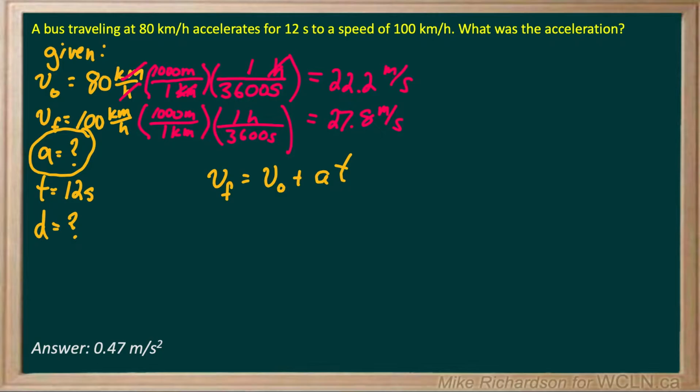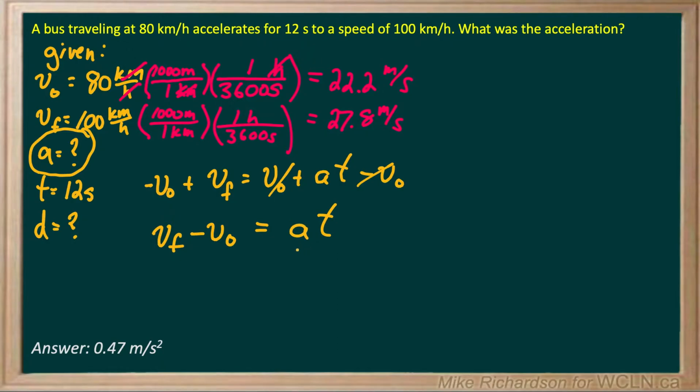So to get A by itself, let's get rid of the addition and subtraction first. So subtract V initial from both sides, which is the same as adding a negative V initial to both sides. So those are gone. Now let's rewrite this so that it looks a little more familiar. That's V final minus V initial on the left equals acceleration times time.